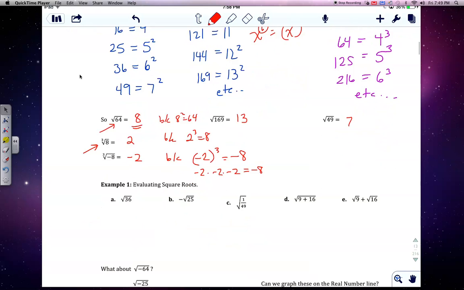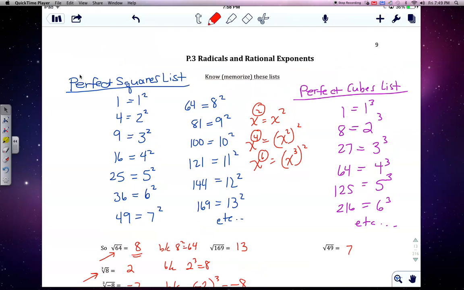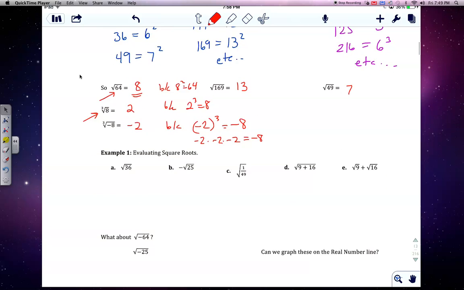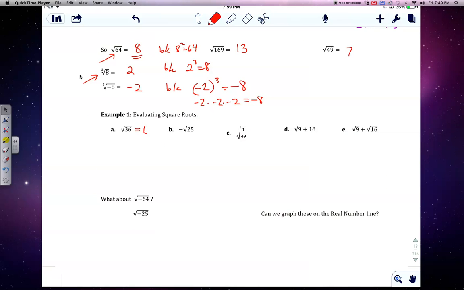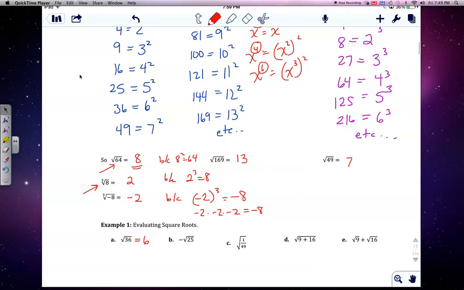Okay. So I'll be referring back to this list throughout this section, so hopefully you have it written down, and then you can even write it on a separate sheet of paper so you can have it while you're doing your homework. Okay, evaluate the square root of 36. Again, if you go back to the list up here, you can see that right here.